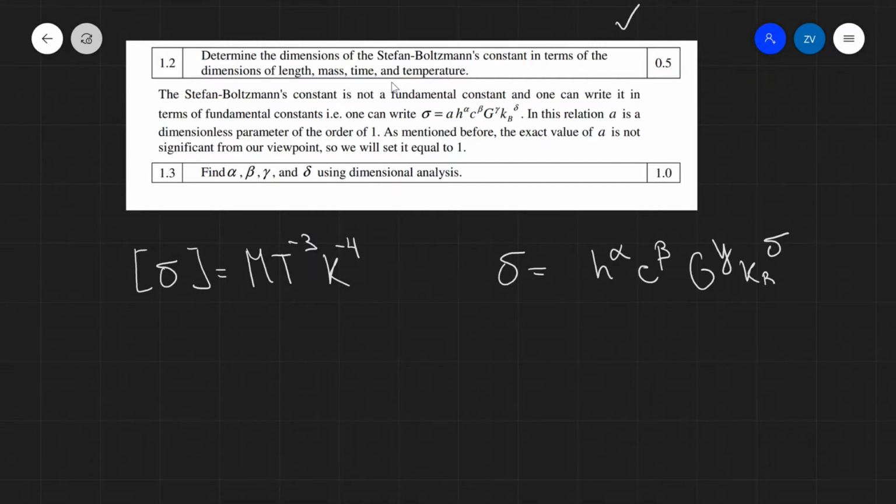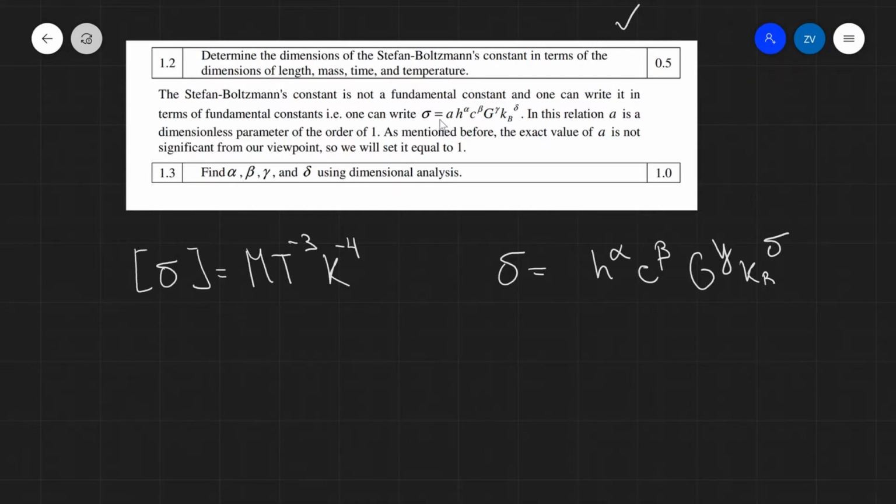Stefan-Boltzmann's constant is not a fundamental constant, so this means that it can be expressed as a product of all the other fundamental constants that we just found the dimensions of, raised to a certain power. You can think of all the non-fundamental constants as being built like from Lego blocks from the fundamental constants raised to a certain power. Well, let's see whether we can figure out those powers.